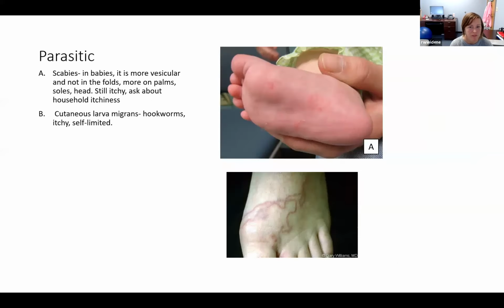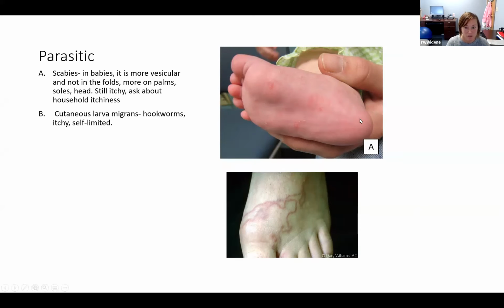And this is the last slide. So this is parasitic. These are just things I've thought about because I saw them. So scabies, we all know about scabies, and I don't want to spend any more time talking about scabies, because y'all know it's really itchy, and y'all see this all the time in clinic, and y'all know how to treat it.